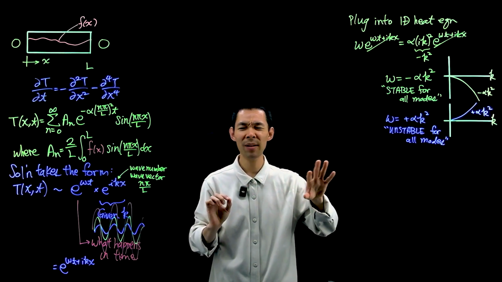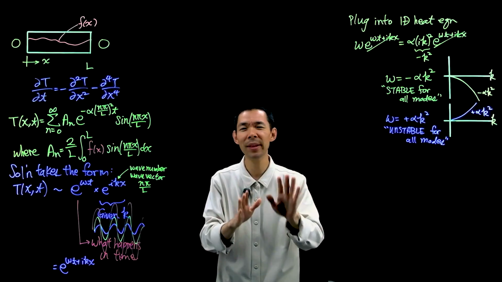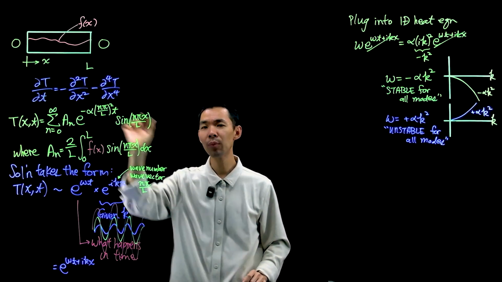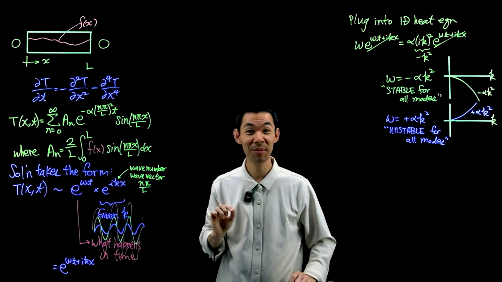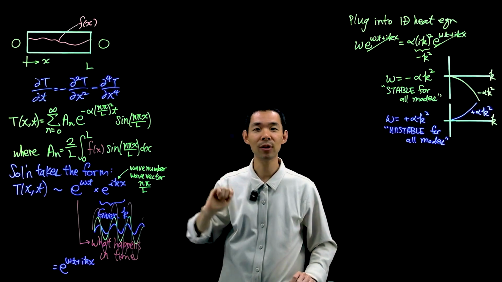I've removed the alpha just out of convenience. I've just set it to be equal to 1. That's not necessary, but it just makes the discussion a little bit more clear. So I have a negative diffusion, still present, but I've added what's called a biharmonic term. It's a fourth order derivative with respect to position.